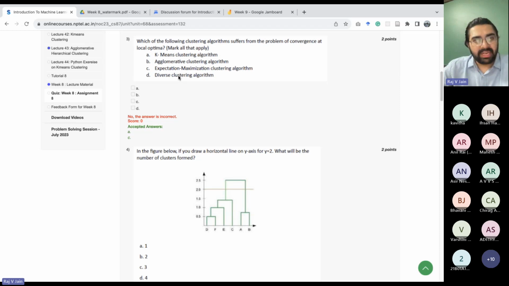If you want more details, let the solution come out, and then you can post your questions. Then we can discuss in more detail. All right. Any more doubts on question number 3?